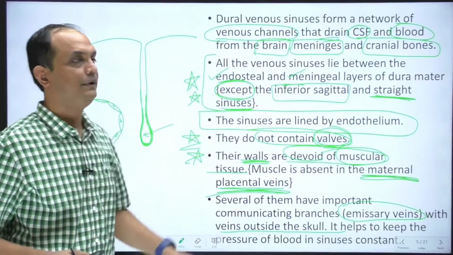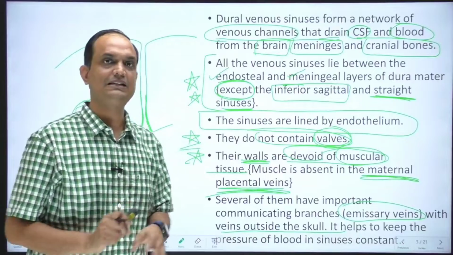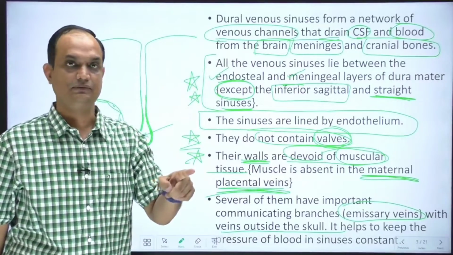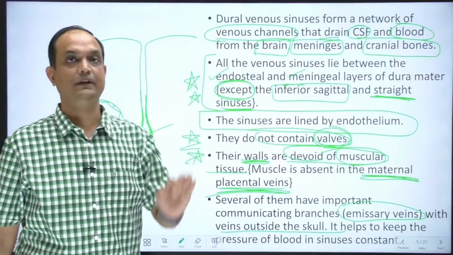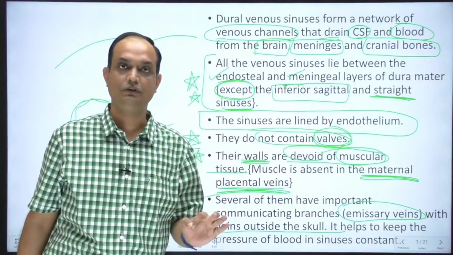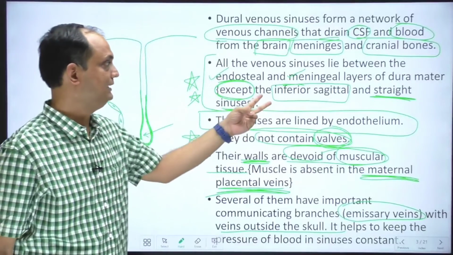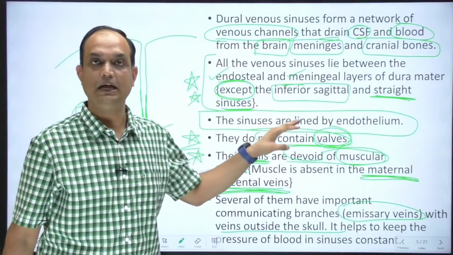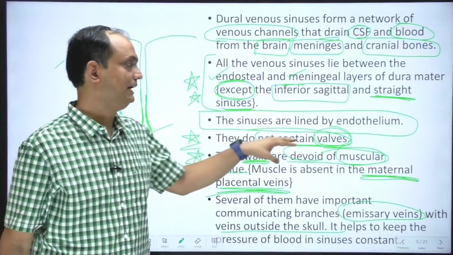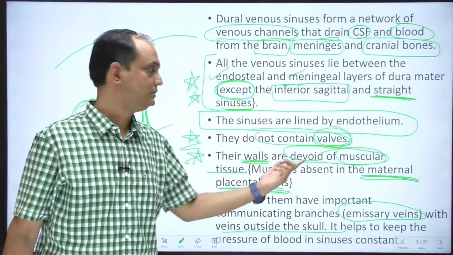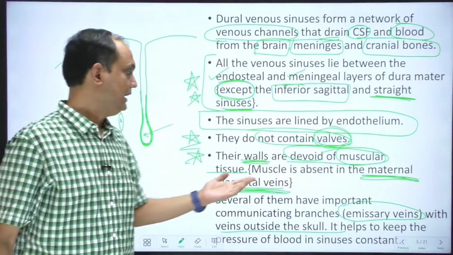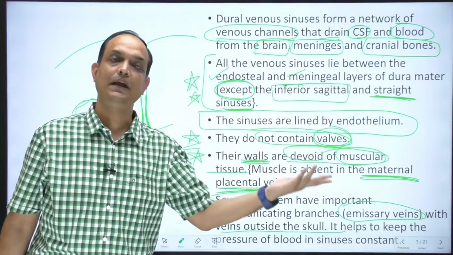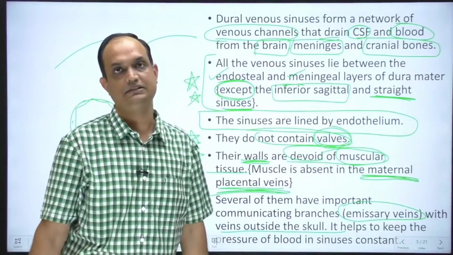Clear? So what are the important features you should know about the dural venous sinus? Dural venous sinus receives the blood from the brain and also CSF. They are present between the endosteal layer of dura and meningeal layer of dura, except the two sinuses, inferior sagittal sinus and straight sinus. They are lined by the endothelium, but they do not have valves. Their wall does not have any kind of muscle. There are connections of these dural venous sinuses outside the brain with the help of emissary veins.